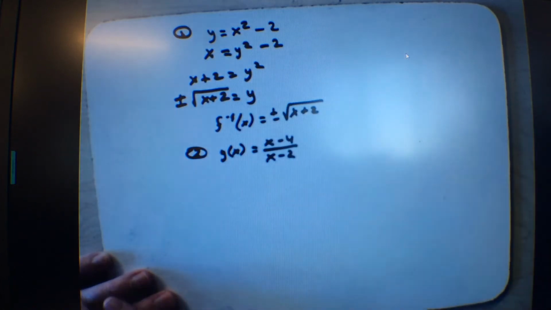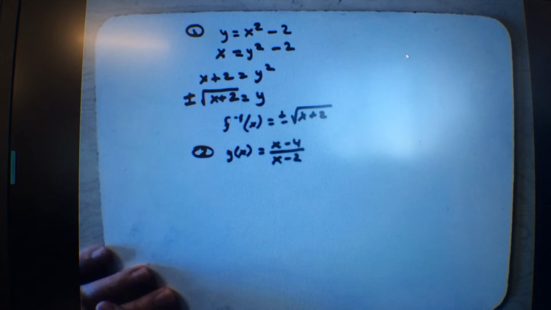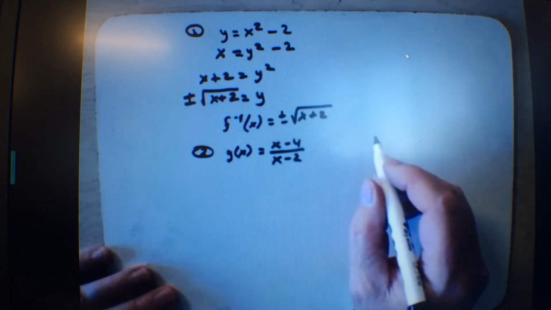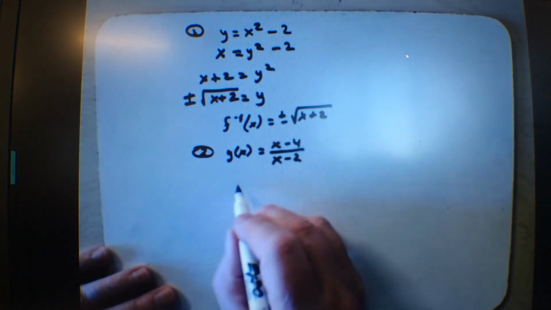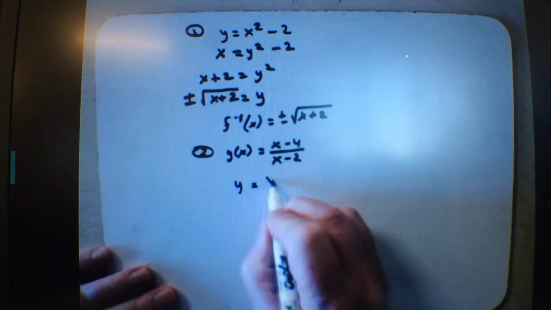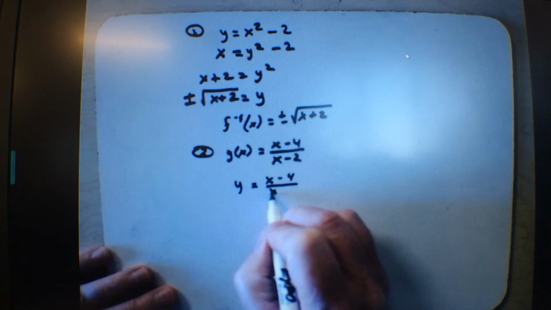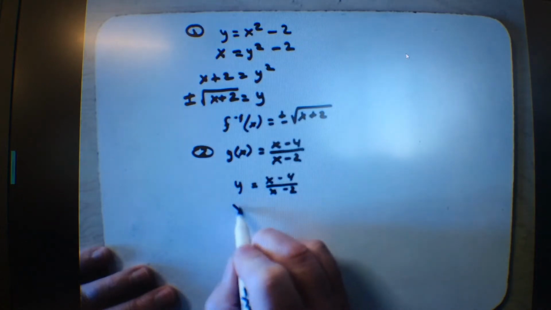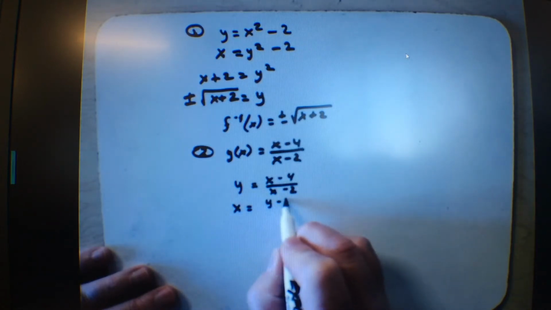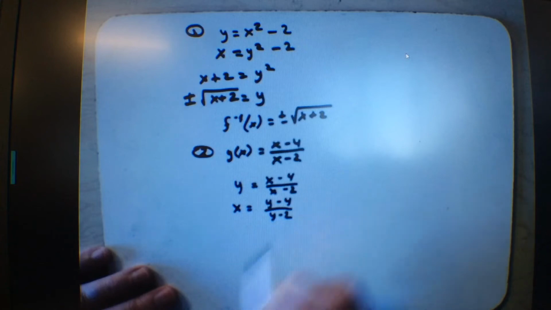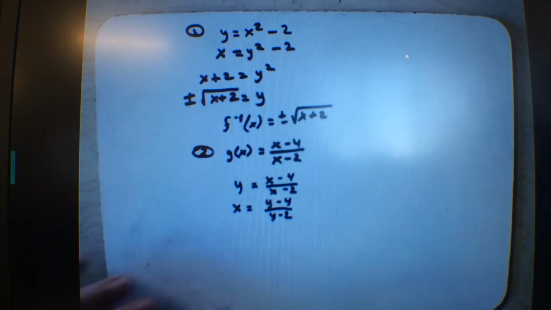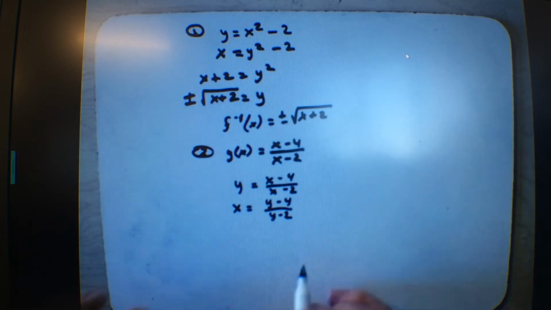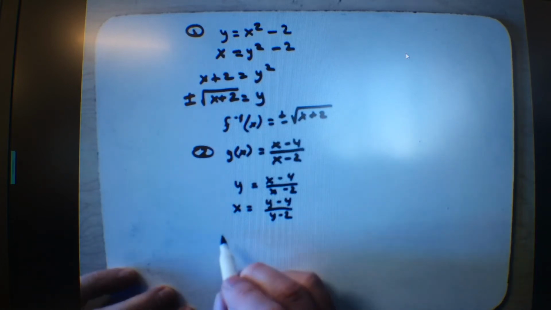Now you'll see we have two x's, one in the numerator, one in the denominator, correct? So we do the same thing, remember the steps, we replace g of x with y, right? That way we have one. Now we're gonna switch, and when we switch, this becomes y minus 4 over y minus 2, okay? And here's where it gets a little bit weird. We're gonna multiply both sides by y minus 2.